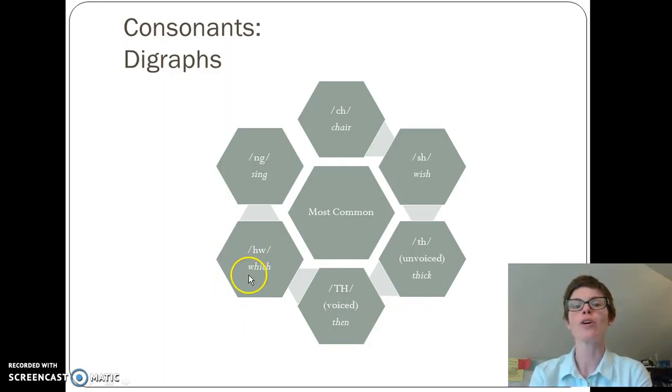Then we have the HW. This is a little bit different than you might pronounce it, but it's supposed to sound like which, which. So you have WH together, and it almost switches places if you say it properly. Which. And then NG, ng. That's almost like a blend, but we really call it a digraph because it slightly changes the sound. Sing, sing. Okay, those are digraphs. New sound when those letters come together.